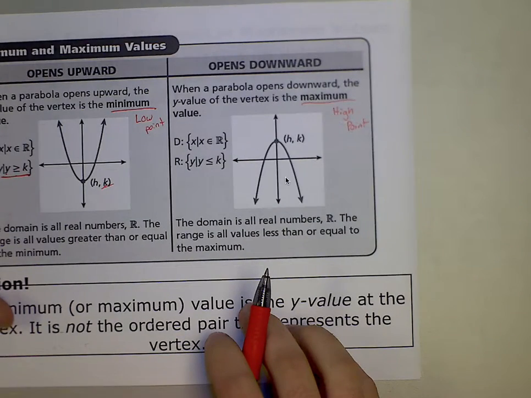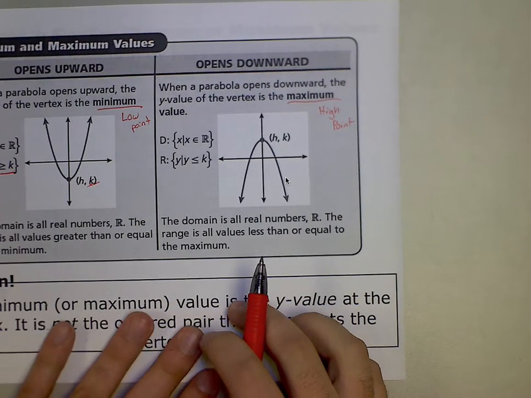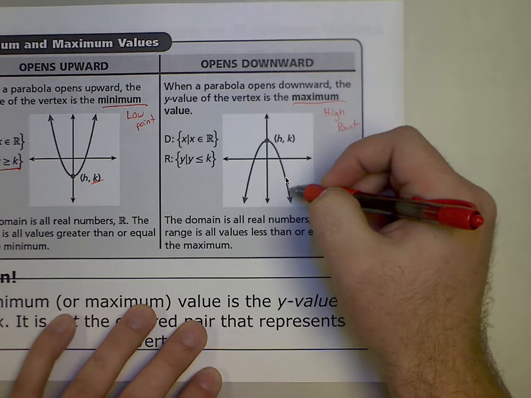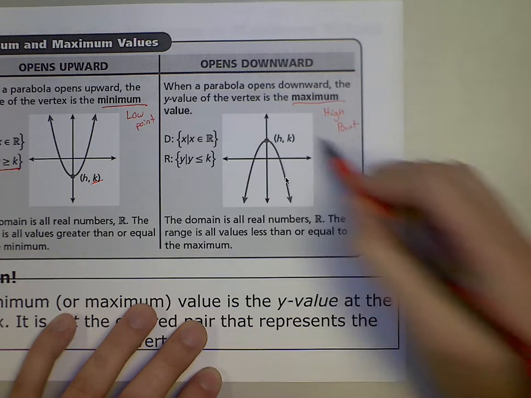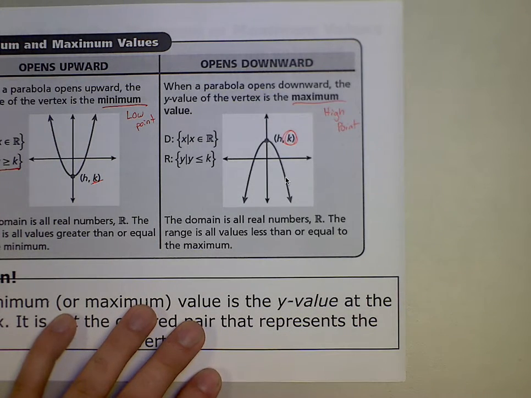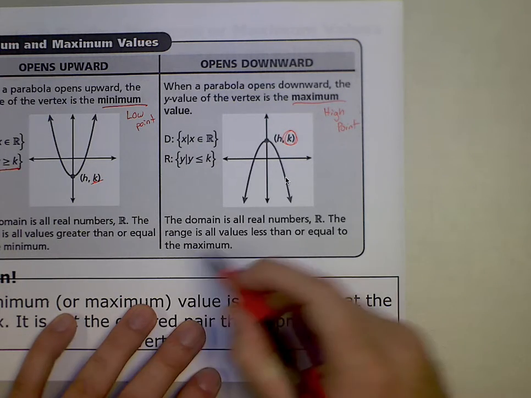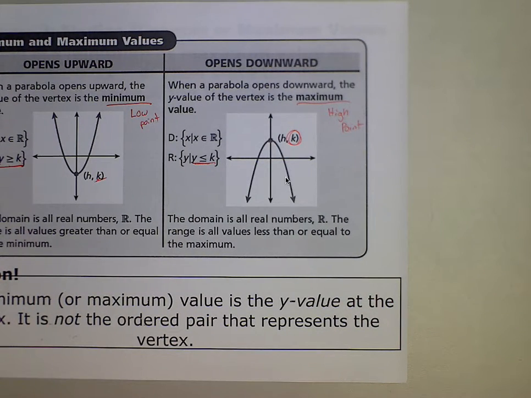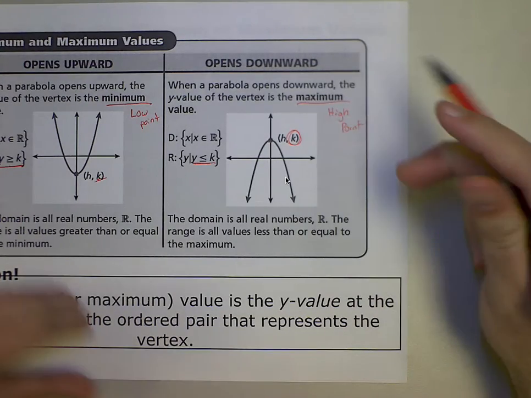If I shift over to when I'm looking down, this is where everything's going to come up to a point and then turn around and go back down. So I get that high point or that maximum. Again, it's just going to be that k value on my vertex, not the whole ordered pair, just the k value. And so if I look at the range here, I would have that y is less than or equal to that k, because that's the high point. Everything else is going to be smaller than that.